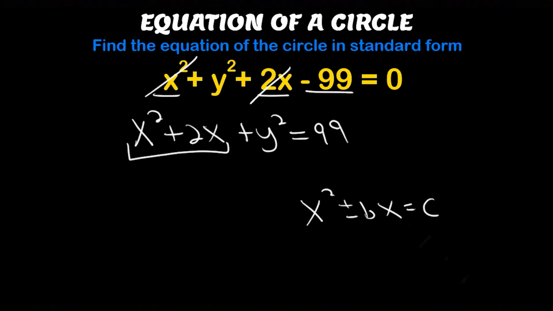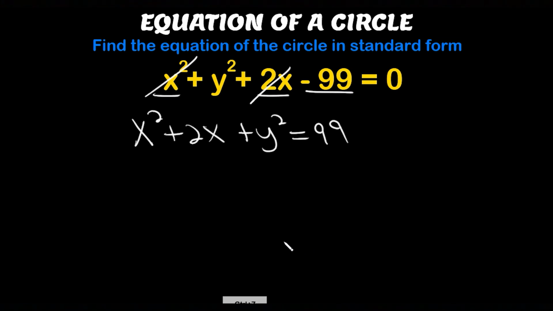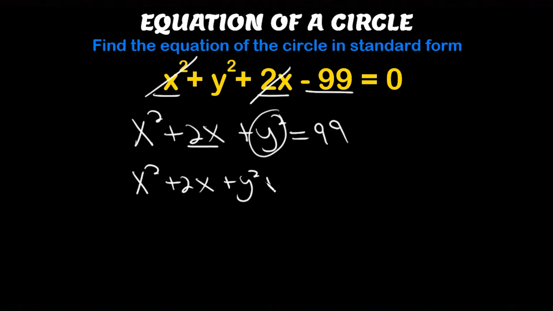We're now going to complete the square, meaning we're going to do (b over 2) squared on both sides. So I have to identify what my b is. Well, my b here is 2. And my b coming after this y squared is going to be 0y. To make it a little more visual, I'm going to rewrite the problem. It's going to be x squared plus 2x plus y squared plus 0y equal to 99.